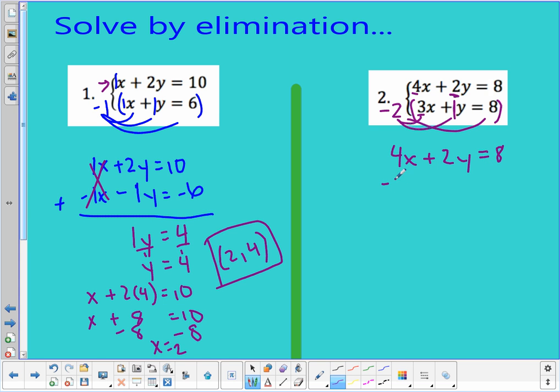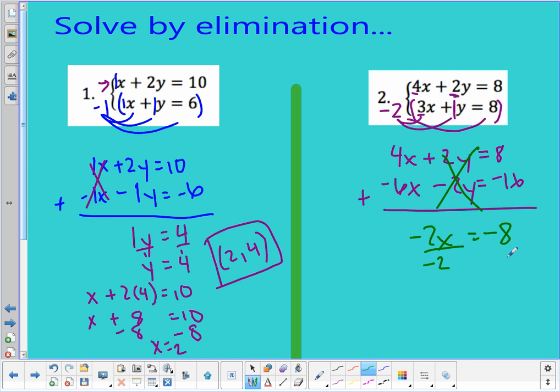Bottom equation, -6x minus 2y is equal to -16. And then I'm ready to combine because now my y terms go away. Then I have 4x minus 6x, which is -2x. And I have 8 minus 16, which is -8. Divide by -2, and I have x is equal to positive 4.